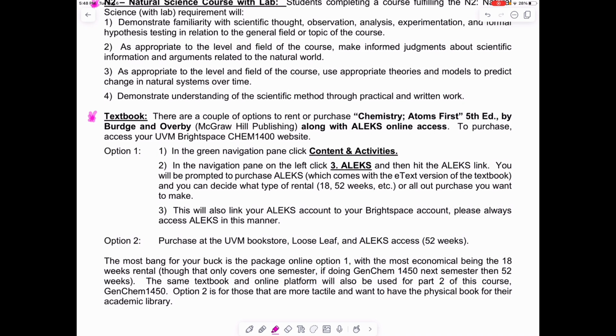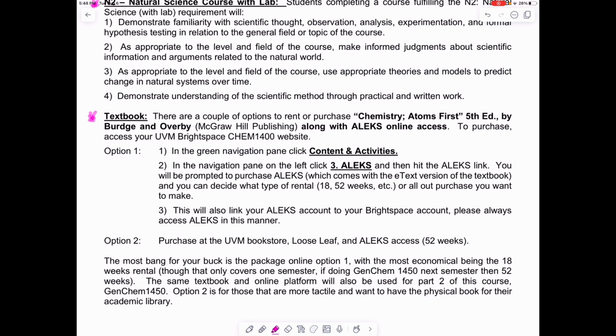In terms of the textbook, there are really two options. One option is completely digital, which would be option 1. Option 2 is more tactile, which is the actual book. So the most economical is going through option 1 and the digital realm.